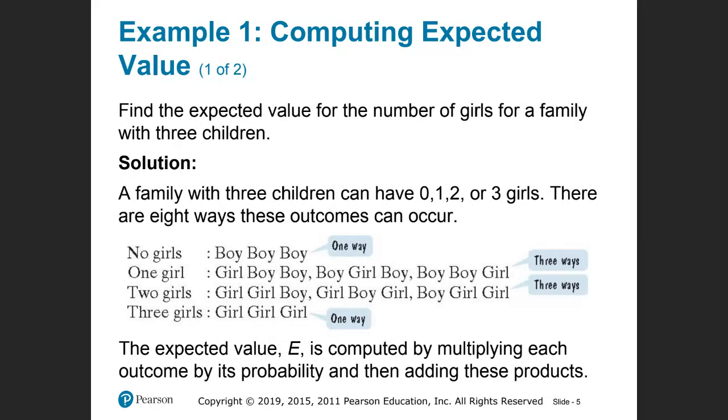Example 1. Find the expected value for the number of girls for a family with 3 children. A family with 3 children can have 0, 1, 2, or 3 girls. There are 8 ways that these outcomes can occur, and they are listed below. The expected value E is computed by multiplying each outcome by its probability and then adding these products.